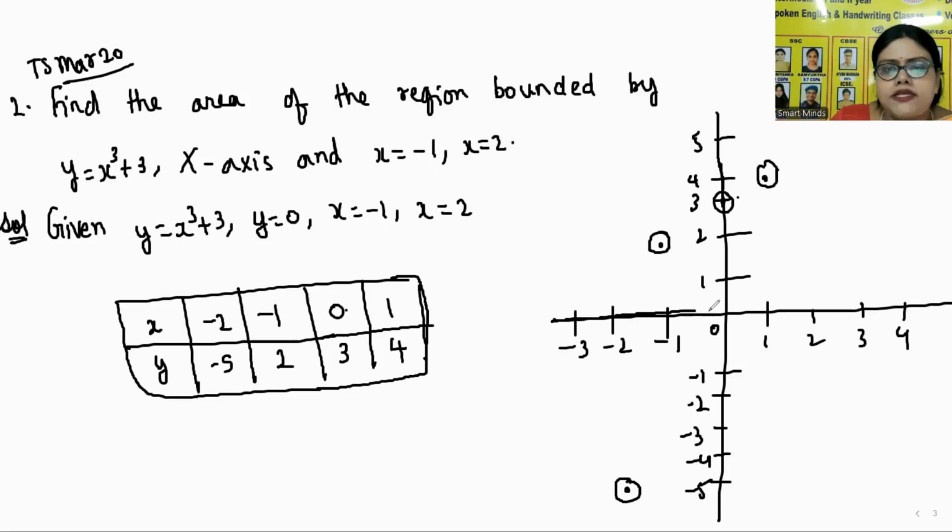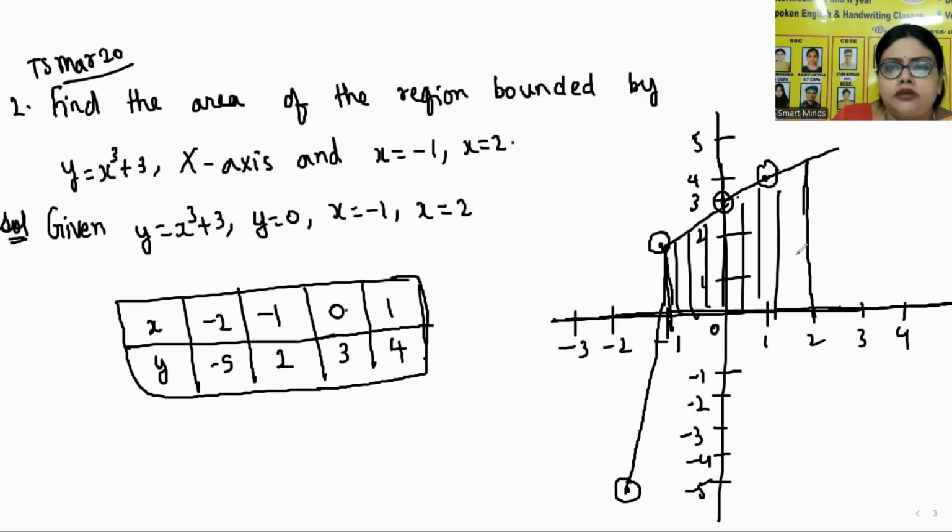Now x-axis is this line. Okay. We want everything above this. So if I join this, the graph will become like this, and like this. Okay, now x equals to 2. So this is the line for x equals to 2. Then x equals to minus 1 is this. So this is the enclosed figure. Shade this enclosed region. Now this is the graph.